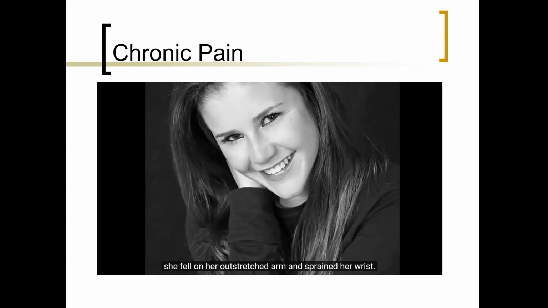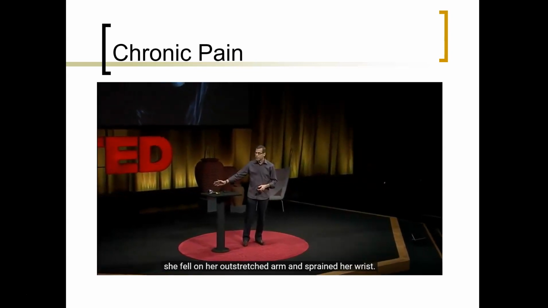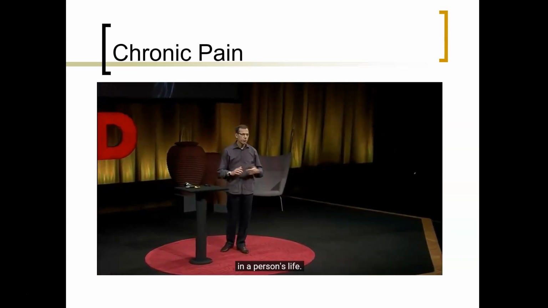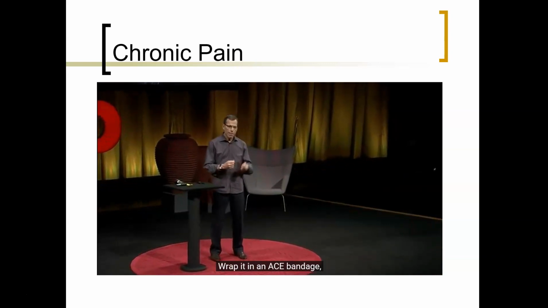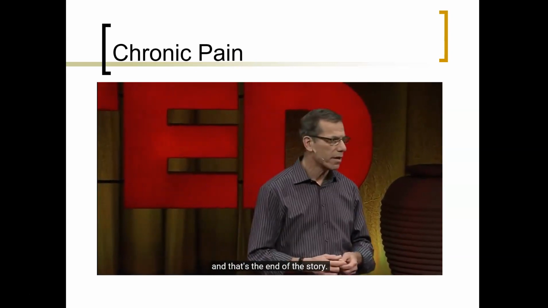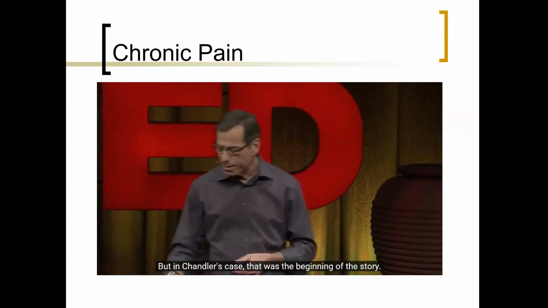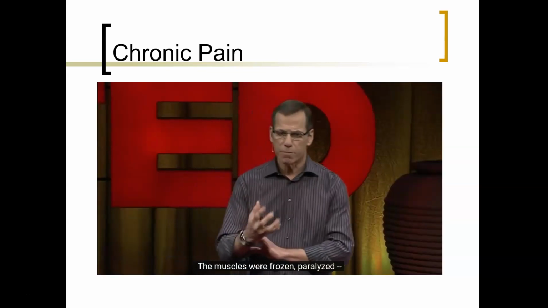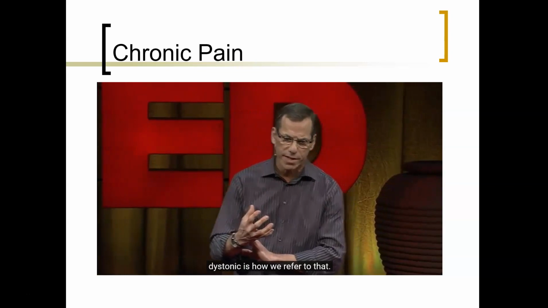And during the course of one of her dance rehearsals, she fell on her outstretched arm and sprained her wrist. Now, you would probably imagine, as she did, that a wrist sprain is a trivial event in a person's life. Wrap it in an ace bandage, take some ibuprofen for a week or two, and that's the end of the story. But in Chandler's case, that was the beginning of the story. This is what her arm looked like when she came to my clinic about 3 months after her sprain. You can see that the arm is discolored, purplish in color. It was cadaverically cold to the touch. The muscles were frozen, paralyzed. Dystonic is how we refer to that.